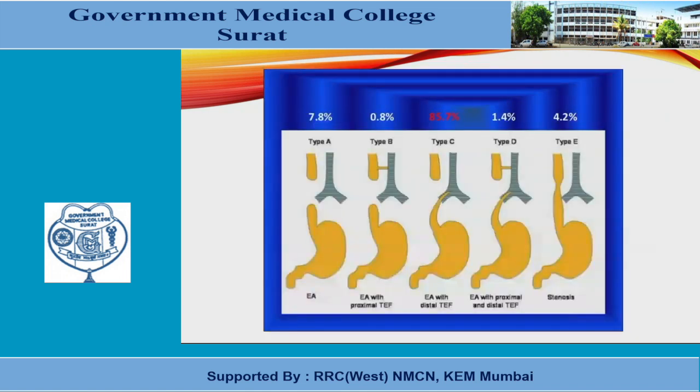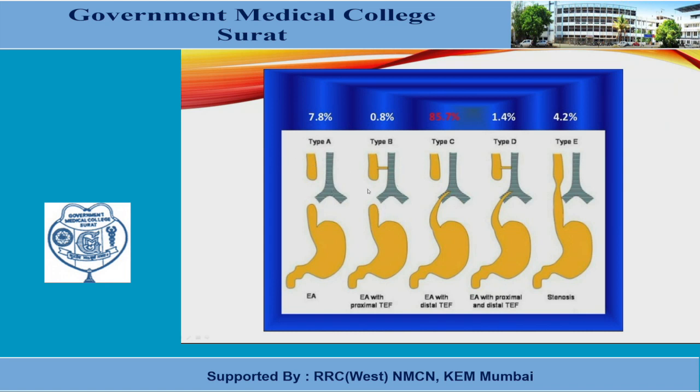These are the different types of tracheoesophageal fistula, type A to type C. Most common is the type C variety. Let us discuss one by one. In type A variety, there is pure esophageal atresia. The esophagus is blunt at the upper end and lower end. There is no fistulous connection between airway and esophagus.